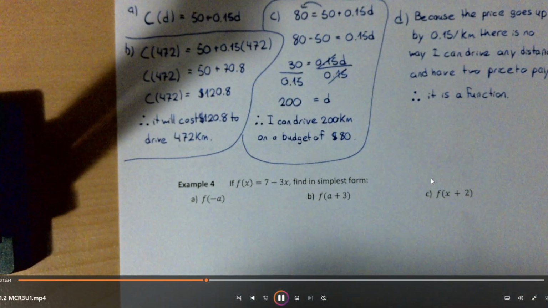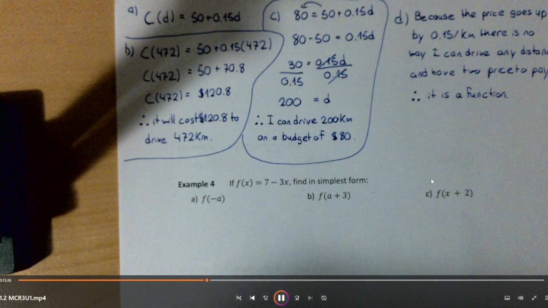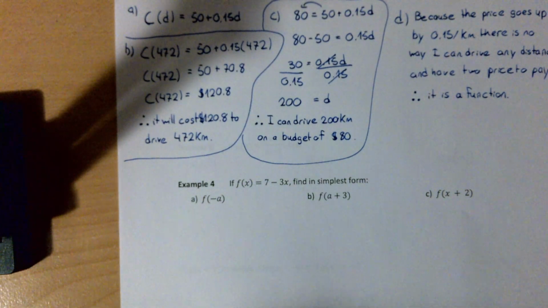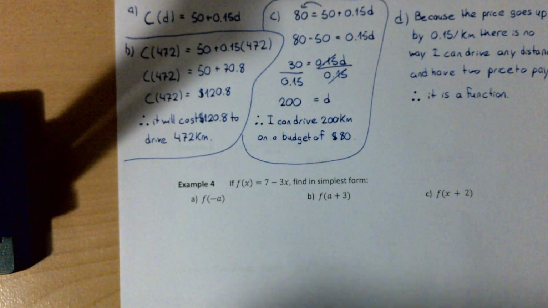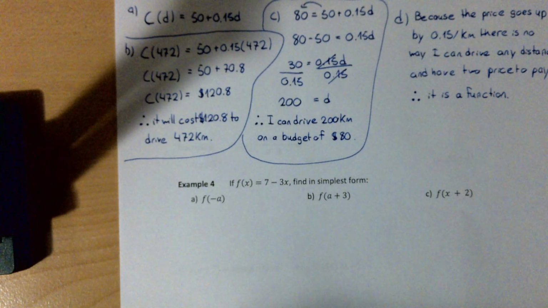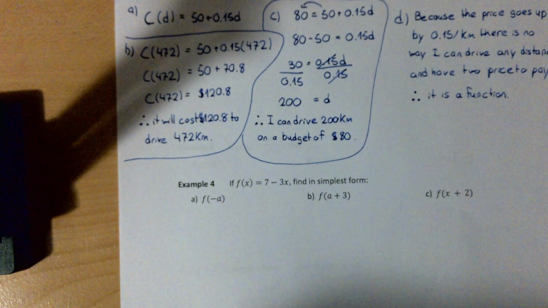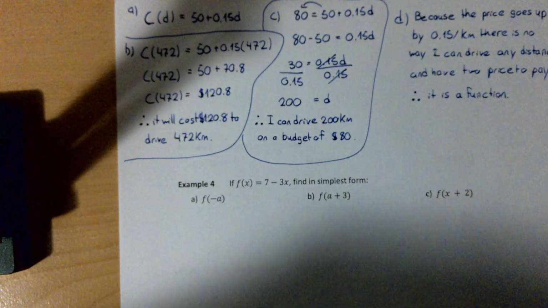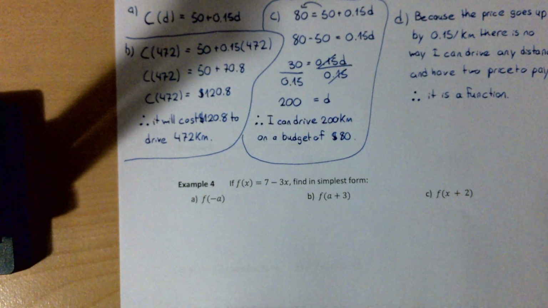f of x is equal to 7 minus 3x. Find in simplest form f of minus a, f of a plus 3, and f of x plus 2. So just like what we did on the first page, you're just replacing the x value with what it has now in brackets, and if possible, you're simplifying. Sometimes it won't be possible, sometimes it will. You just do it as much as you can.